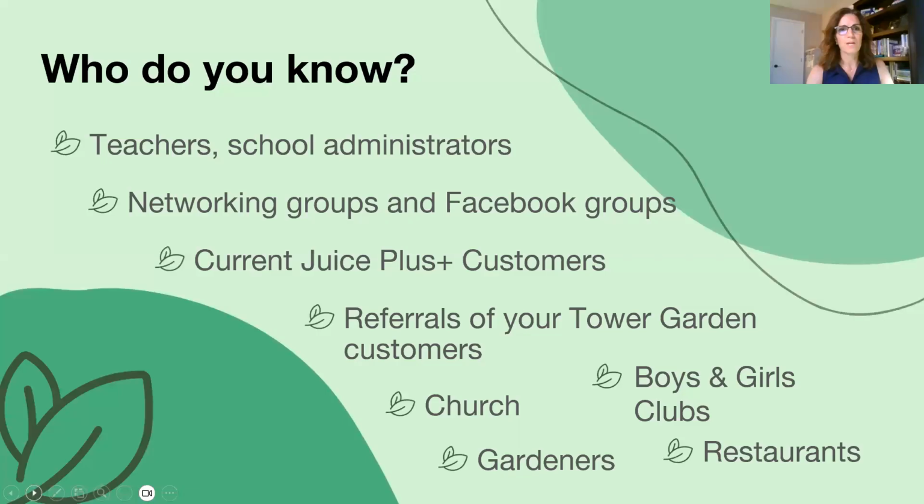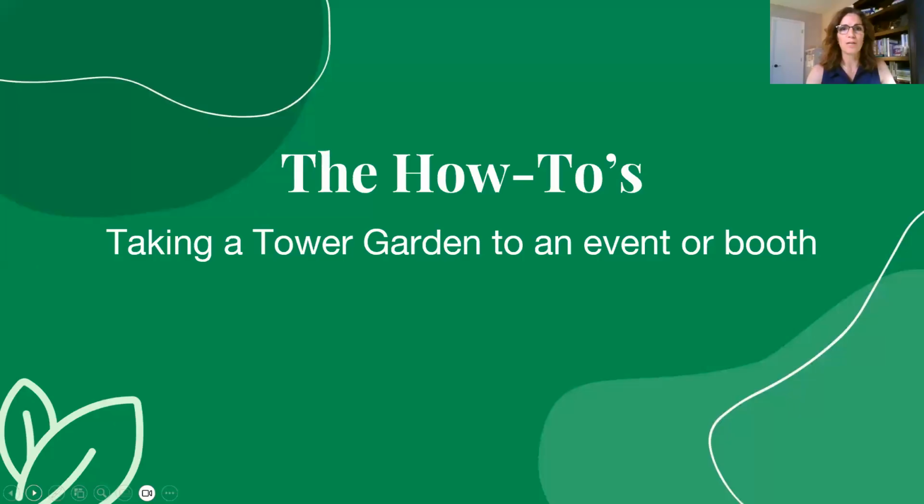easier. All right. We talked a little bit about who do you know, who do you want to talk to? Teachers, school administrators, networking groups, Facebook groups, referrals from your Tower Garden customers, and those might be your next best partner, right? Church, gardeners, restaurants, and then we still have the Boys and Girls Clubs, where we're trying to get Tower Gardens in every single Boys and Girls Club.